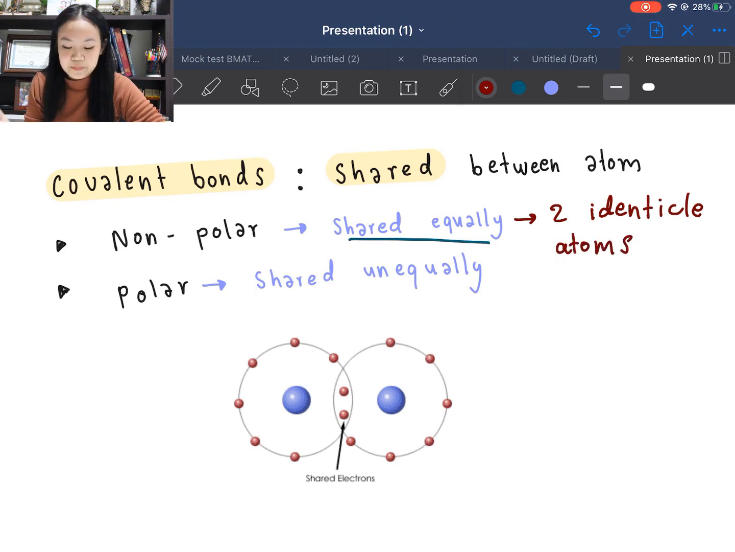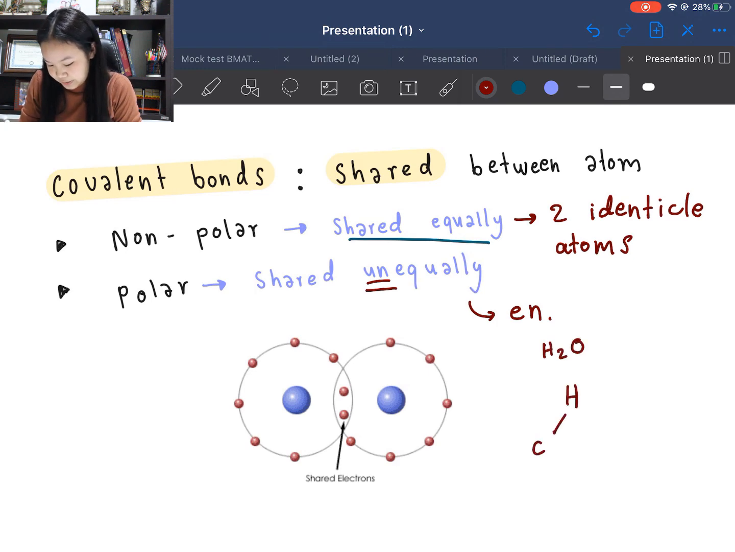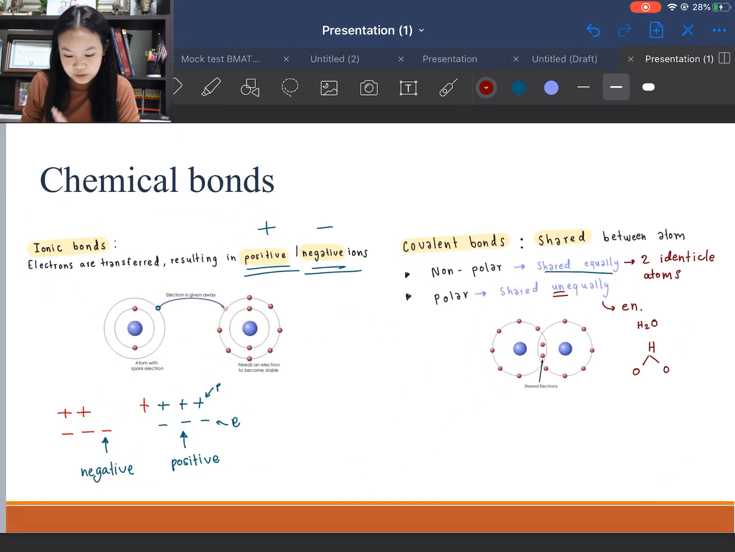While another one is polar, they will share it unequally. If they share it unequally, this depends on EN, electronegativity. And this will form two different atomic structures. These are actually like water, as water is H2O. So it's shared like this. So now that's all for the chemical bonds.